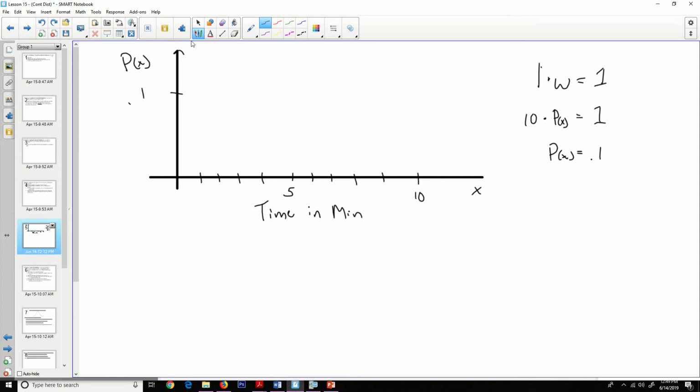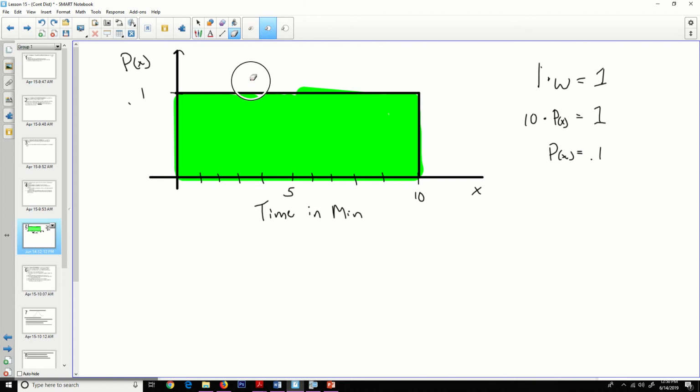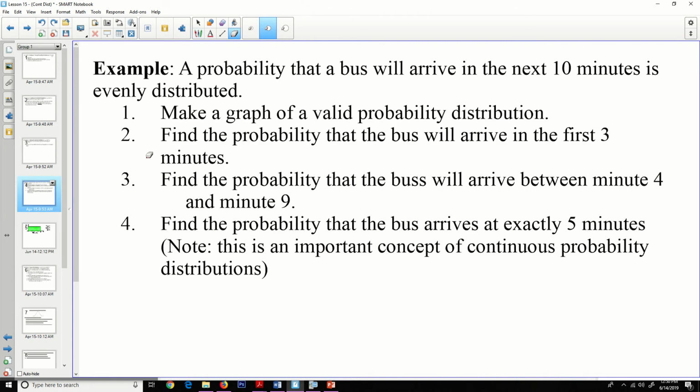So at 0.1, I'm going to draw in this probability distribution here. And this is my uniform probability distribution. Let's make that just a little bit better. There we go. Little OCD there. Sorry about that. And then let's shade in this area right here. And so this region represents my continuous probability distribution, and it is a uniform probability distribution. All right, so that's my part 1.